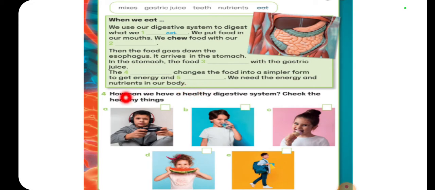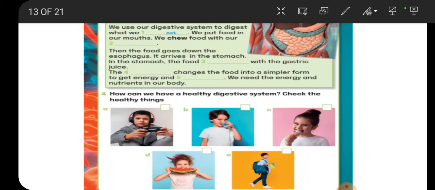And now we have an exercise. How can we have a healthy digestive system? Check the healthy things. Of course, if you play a lot of video games, you will not be healthy and fit. But if you drink a lot of water, it is good for your health. And don't eat a lot of ice cream, but it is good for you to eat fruit and to go to school.